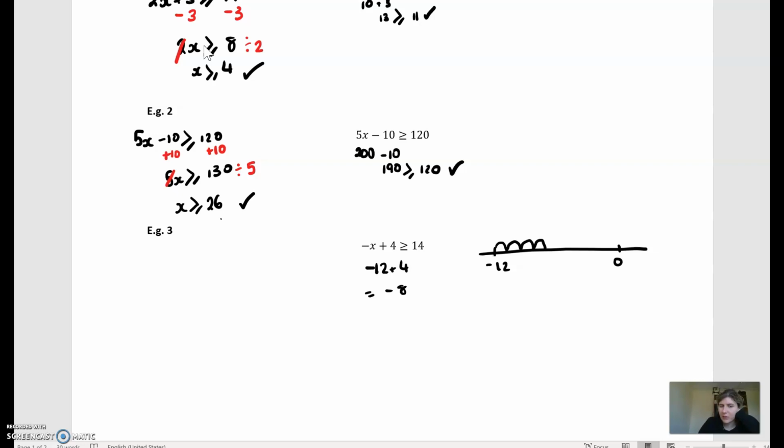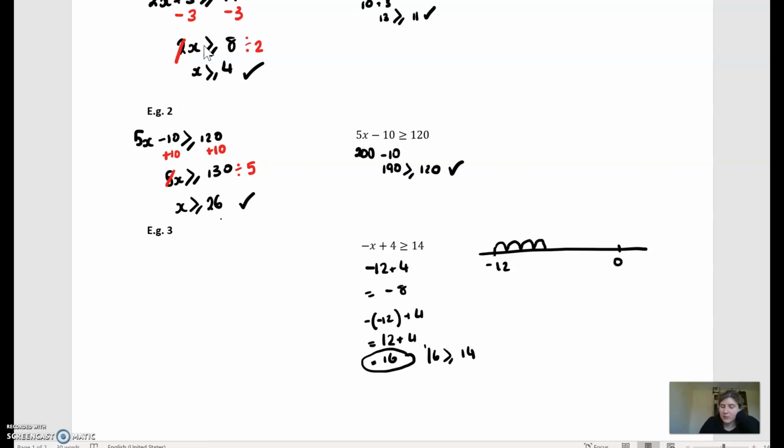But what we can think about, what if our x value wasn't 12, but it was negative 12? Then we would have negative 12 plus 4. Now negative 12, that's like negative 1 times by negative 12, and a negative times a negative is a positive. So we have positive 12 plus 4, so that's equal to 16. Okay, now that solution does work because 16 is greater than or equal to 14. And again, so now we're looking at a negative value, and it should be around about the negative 12, 13, 11, 10 kind of mark.